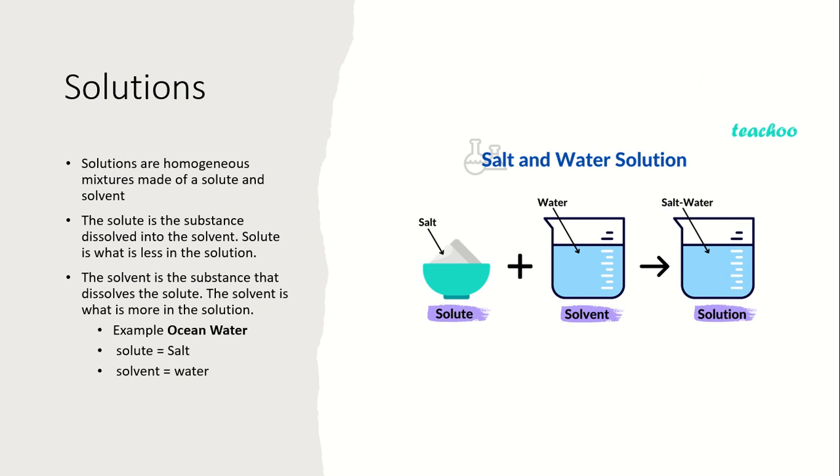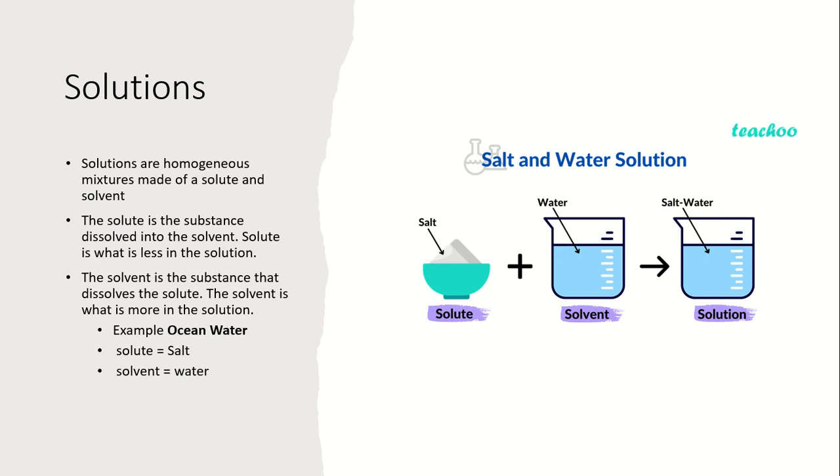Solutions. Solutions are homogeneous mixtures. Solutions and homogeneous mixtures mean the same thing. Mixed solutions are made of a solute and a solvent. Solute is a substance that is dissolved into the solvent. Solute is what is less in the solution. For example, here we have salt. The solvent is the substance that dissolves the solute. The solvent is what is more in the solution. For example, water.